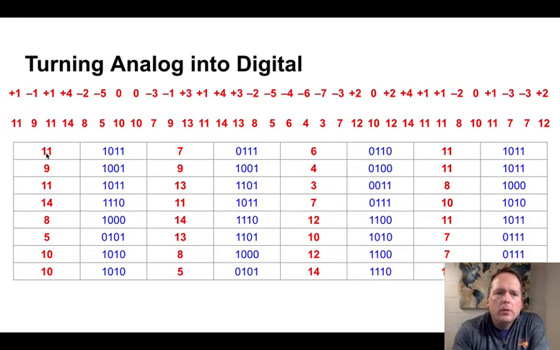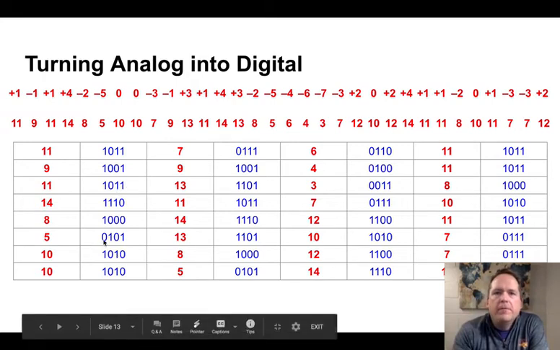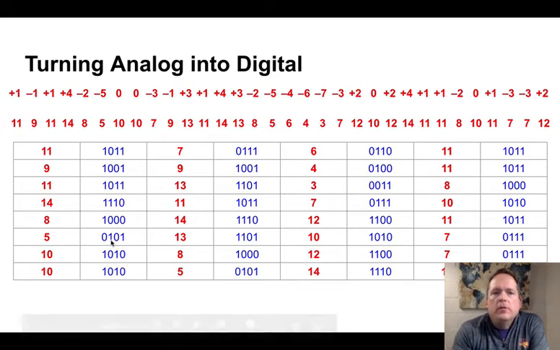So 11 is going to be 2 to the third plus 2 to the 1 plus 2 to the 0, or in base 10, 8 plus 2 plus 1, which gives you 11. 9 is 2 to the third plus 2 to the 0, or 8 plus 1 is 9. And so you can see I get all of these things encoded in here. 5, for example, 2 to the second plus 2 to the 0 is 4 plus 1, and that gives you 5. And all of these numbers are now encoded in binary information.